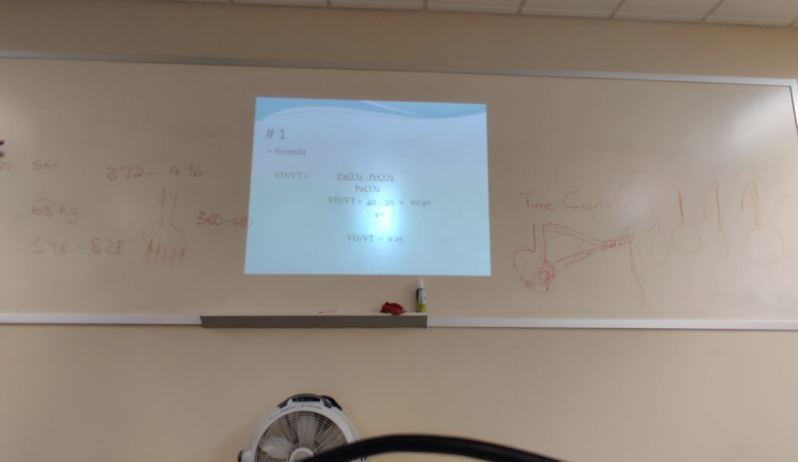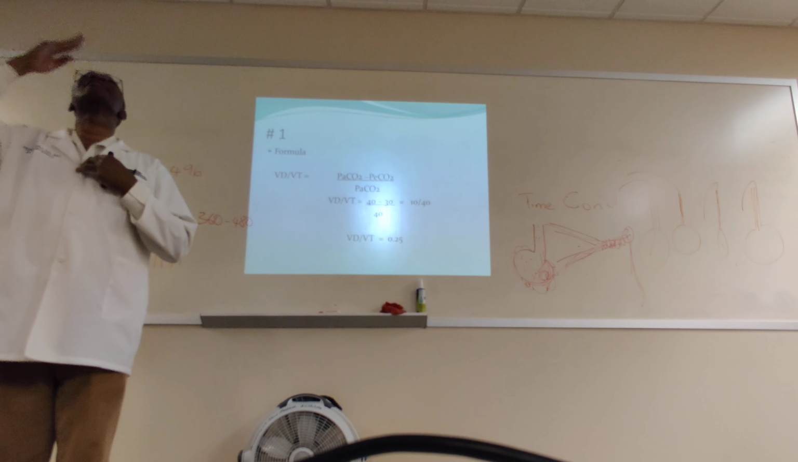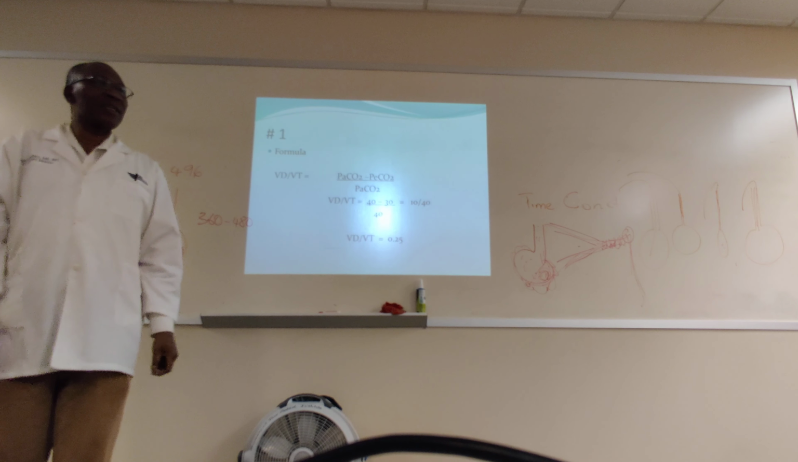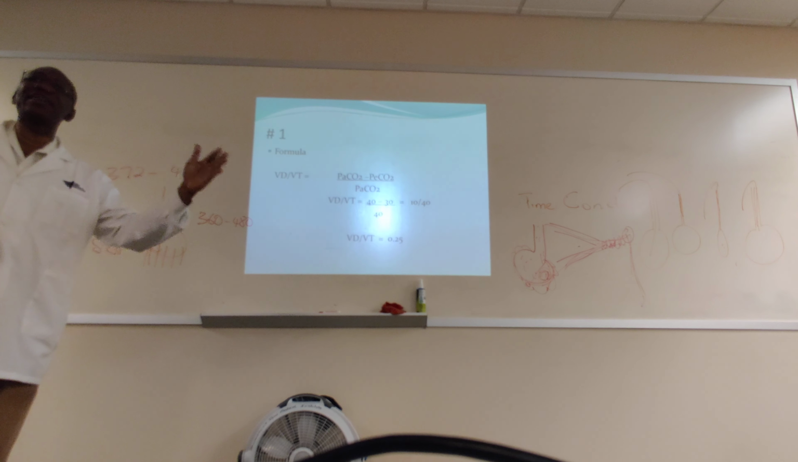All right, so here's number one here. 40 minus 30 divided by 40. The answer is 25%. What does that mean? It means that 25% of that tidal volume is up here. Okay? That's your VD/VT ratio.